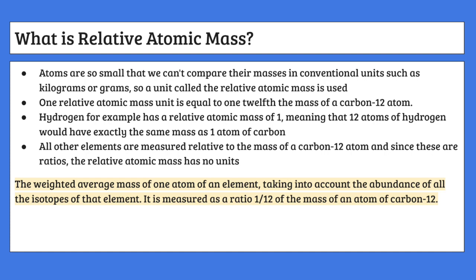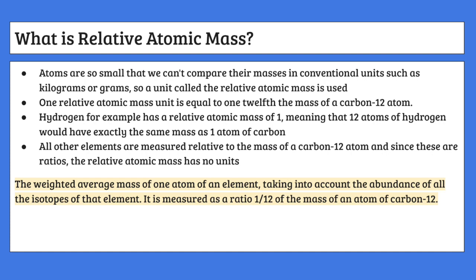What we can understand in relative atomic mass is that it is the quote-unquote average mass of all the different types of an element's atoms compared to 1/12 of the mass of a carbon-12 atom. Essentially, one relative atomic mass unit is equal to 1/12 of the mass of a carbon-12 atom. For example, hydrogen has a relative atomic mass of 1, meaning that 12 atoms of hydrogen would have exactly the same mass as 1 atom of carbon-12. All the other elements are measured relative to the mass of a carbon-12 atom. And since these are ratios, the relative atomic masses have no units.